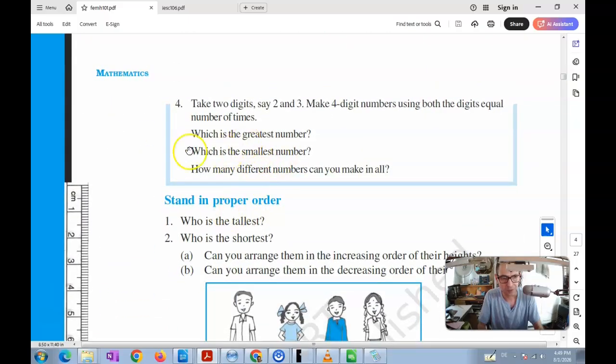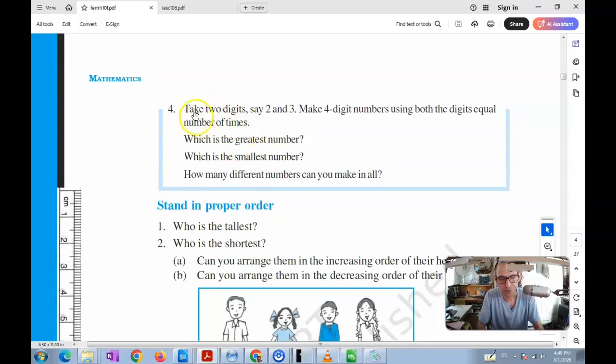Now let's take a look at question number 4. Take two digits, say 2 and 3. Make 4-digit numbers using both the digits equal number of times. And which is the greatest number, which is the smallest number, and how many different numbers can you make in all?